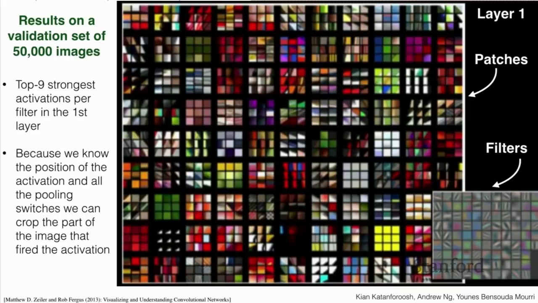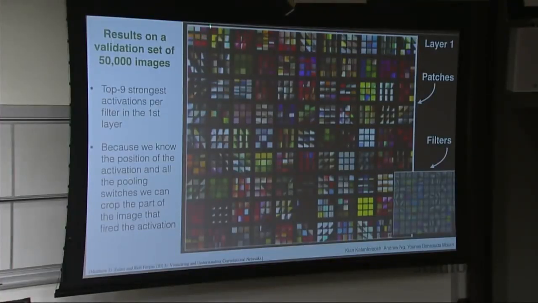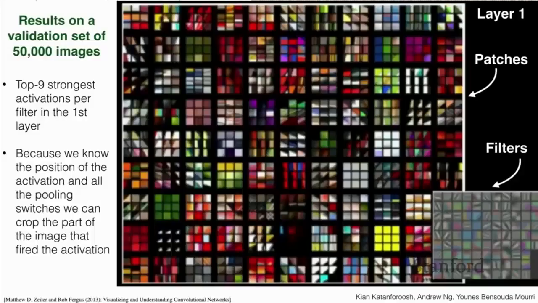On the top left, you have 9 pictures. These are the cropped pictures of the dataset that activated the first filter of the first layer the most. We have a first filter on the first layer, we ran the whole dataset, and we recorded the main pictures that activate this filter. These were the main ones. And we did the same thing for all the filters of the first layer. There are 9 times 9 of them.